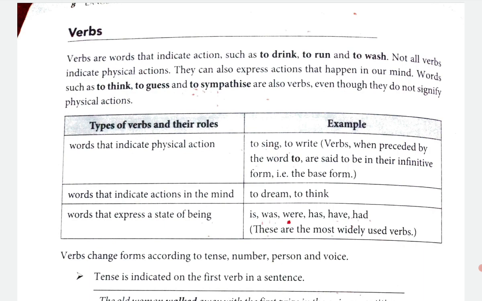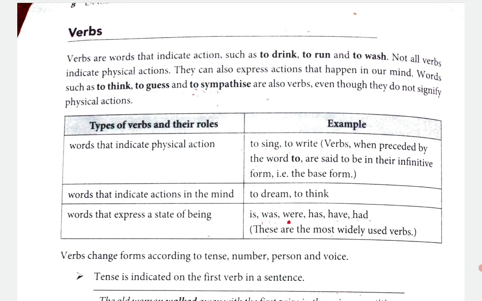So let us look into the types of verbs and their roles. The first kind of verb which we all are familiar with is the words that indicate physical action, like to sing, to write, etc. One thing that is important to note is that verbs, when preceded by the word to, are said to be in their infinitive form, that is the base form.